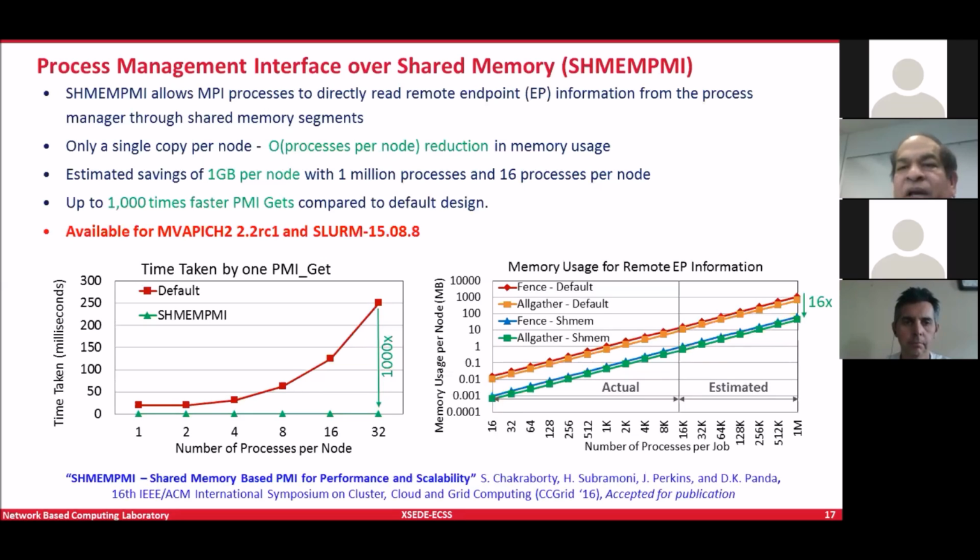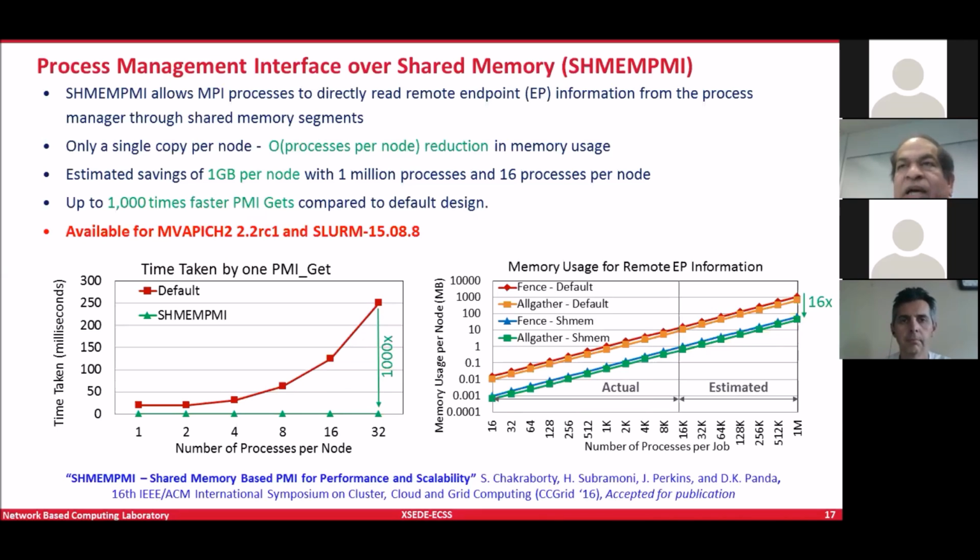We call it SHMEM PMI. That is the process management interface over shared memory. Here we use a single copy per node so that we get a reduction of an order of processes per node. The graphs show the time taken by one PMI Get. We get a significant improvement, almost by a factor of 1,000, as the number of processes per node keeps increasing, up to 32 processes per node.